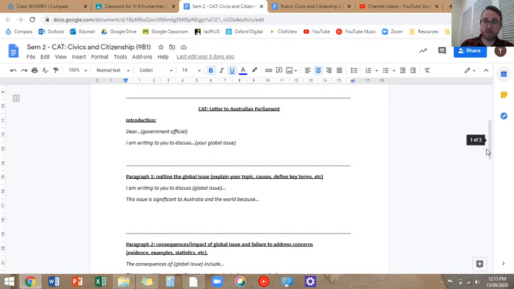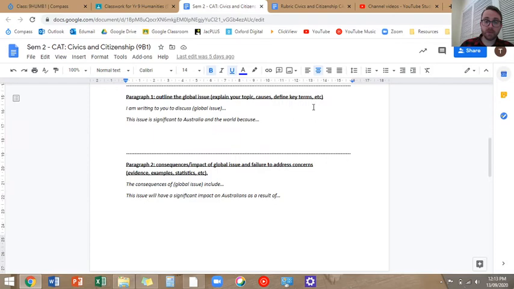Paragraph 1, this is where you start looking at your issue. So explain the topic, causes, key terms. So I am writing to you to discuss, blah, the issue is significant to Australia and, in capital letters, the world, because, blah. So you can talk about the impact to our nation and also the globe of climate change, of gender inequality, etc.